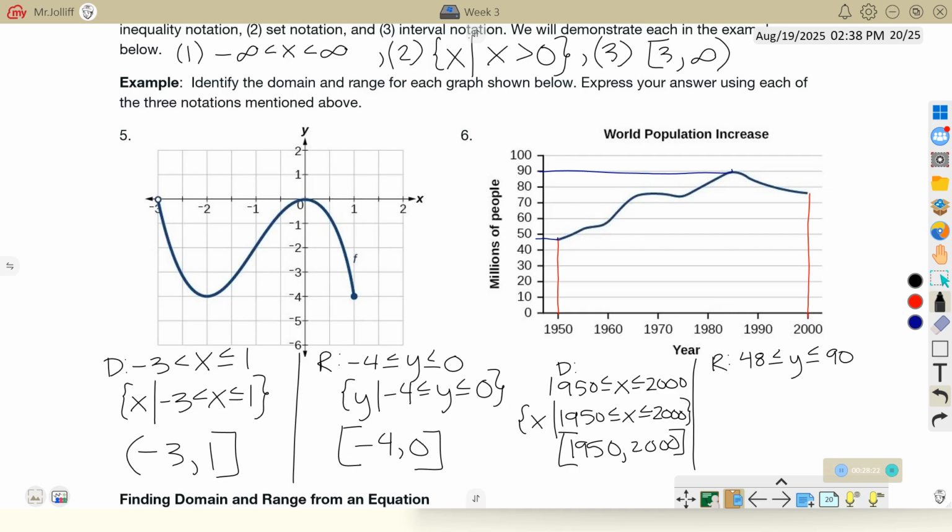And I'm going to skip the middle because we know what the middle looks like. For my interval notation, 48 comma 90, round or square? Square. Very good. If it's included, it is square. Very good. Wait a minute. Let's find the third one.